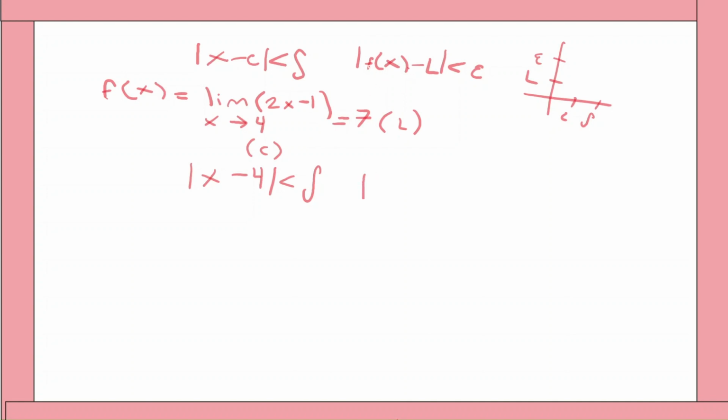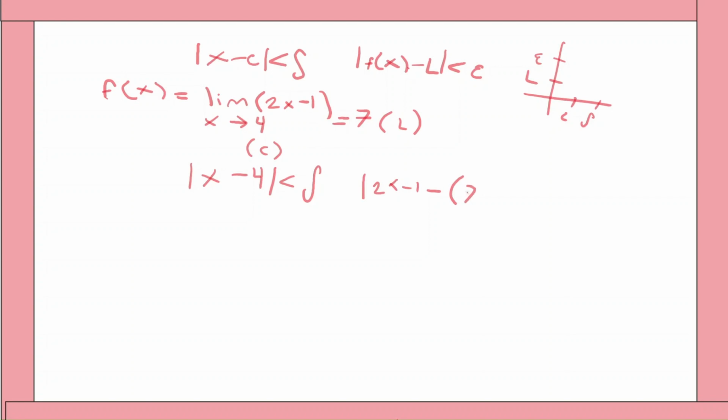So this one has f of x first. So f of x, do we know f of x? We do know f of x. F of x is 2x minus 1. And do we know what the limit is? We do know what the limit is. The limit in this case is 7. So let's just plug in 7.